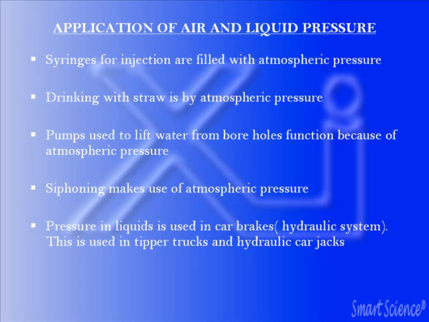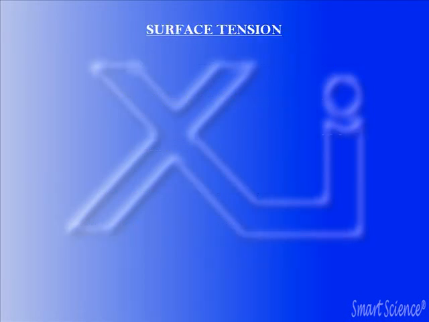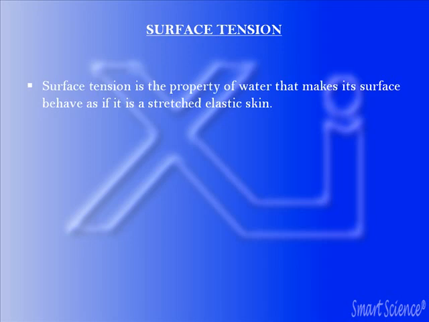Then we come to the last aspect of this study, which is surface tension. Now, surface tension is the property of water or any other liquid that makes its surface behave as if it is a stretched elastic skin. Most of the time, you can observe ants and other insects walking on the surface of particularly water or other liquids without sinking. It is because of a property of that liquid or water that makes its surface behave as if it is a stretched elastic skin. And this property of the liquid is what we call surface tension.